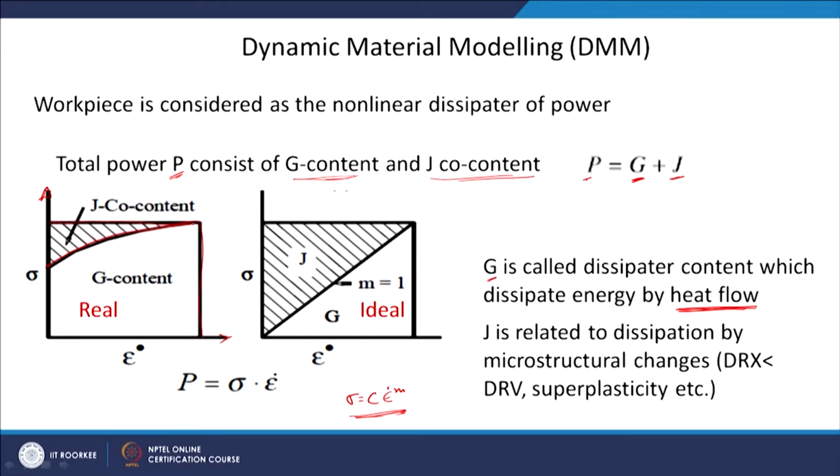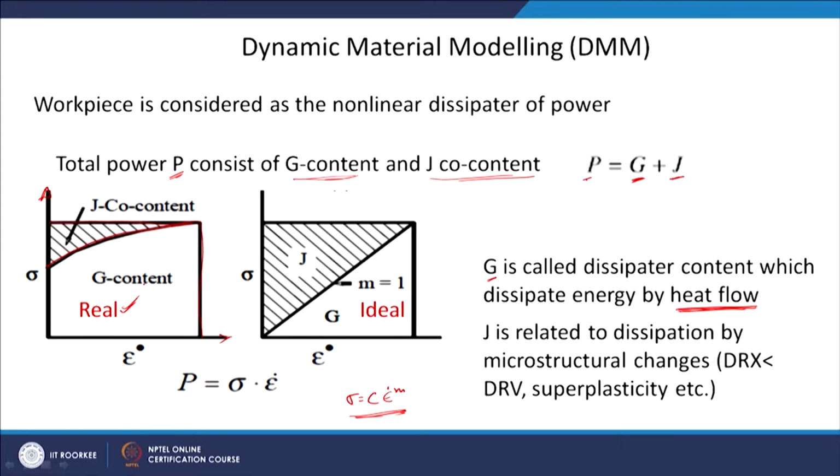Now, because of this non-linear curve, the total power is divided into two areas. The G content is the lower part and the J co-content is the upper part. So, above the curve is the J co-content and below the curve is the G content. Any real system will behave like this.